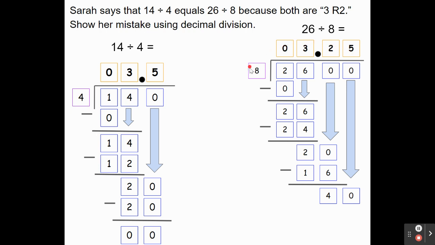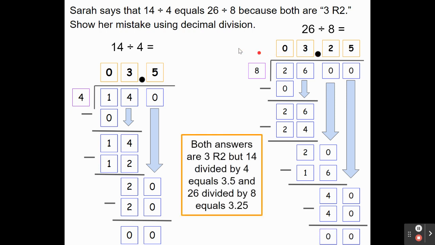5 hundredths times 8 groups gets us 40 hundredths. When we subtract the 40 hundredths we have minus the 40 hundredths we're sharing, we have 0 hundredths left over. Since we're at 0, we are done dividing. We can see 26 divided by 8 is 3 and 25 hundredths. So we can see that even though both of these equations have 3 remainder 2, both answers, when divided, get us 2 different decimals: 3 and 5 tenths and 3 and 25 hundredths.